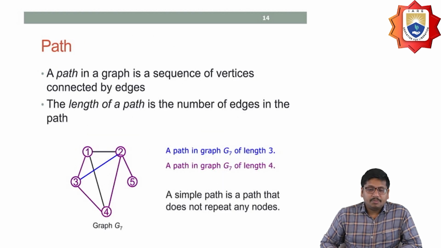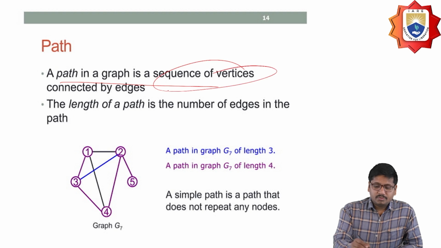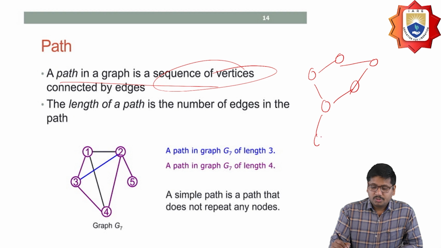And then next is the path. So what is the path here? A path in the graph is nothing but a sequence of vertices connected by edges, and the length of the path is nothing but the number of edges in the path. So if I'm going to have a graph, what should be the path? This is the path, right? And then the length of the path is the number of edges that are in the path.